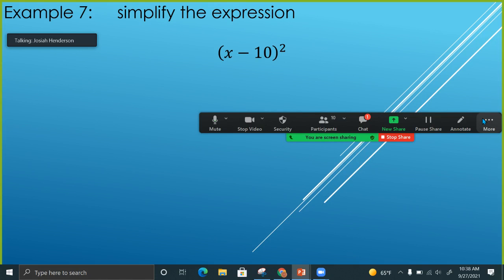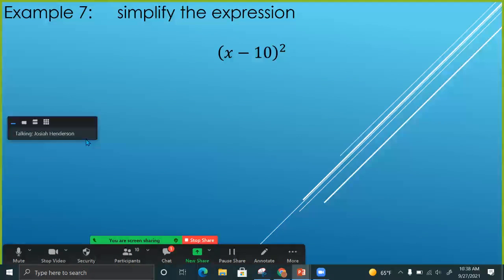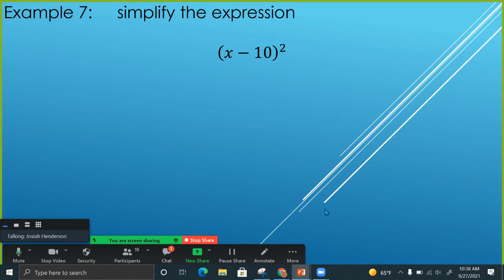Let's do number 7. This is actually a much easier problem than the last one, than number 6, even though it looks different. Example 7, simplify the expression. We have x minus 10 squared. The whole parentheses is being squared. So what does it mean to square something? It means two of those items are multiplied together. So if you see a binomial, x minus 10 being squared, it means this, x minus 10 times x minus 10.